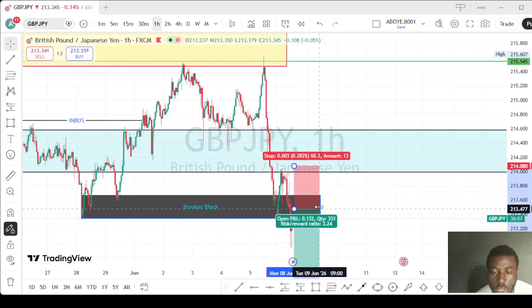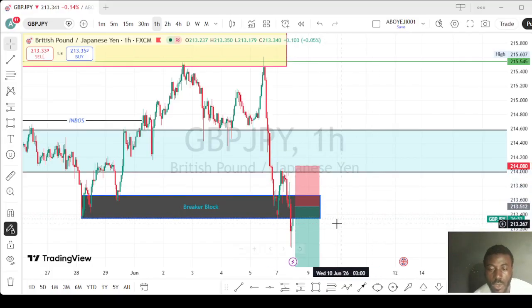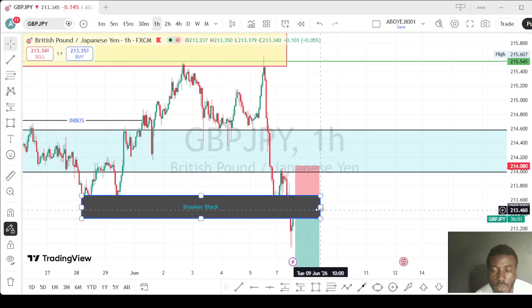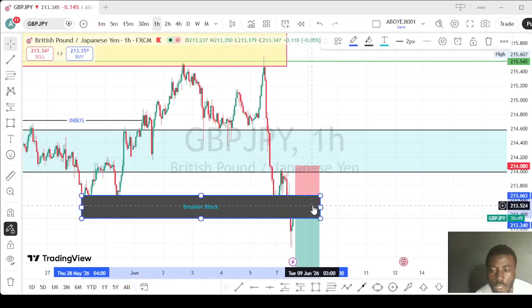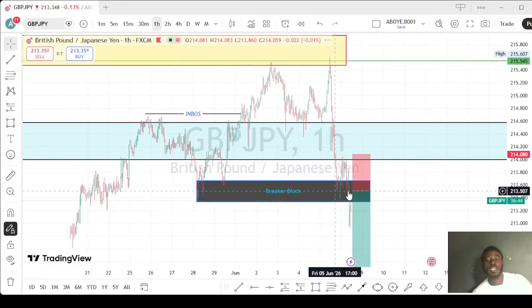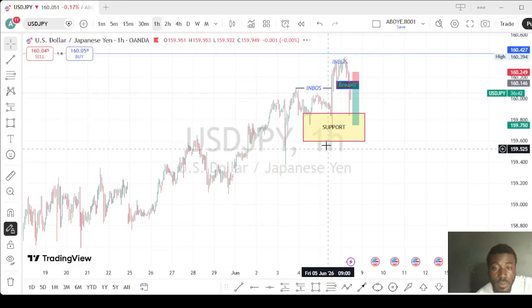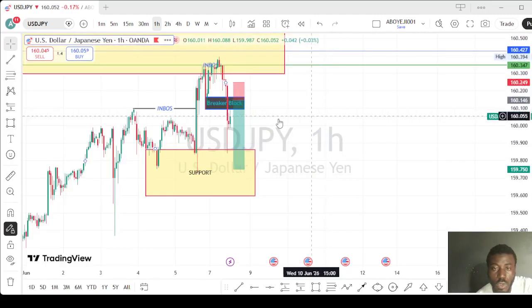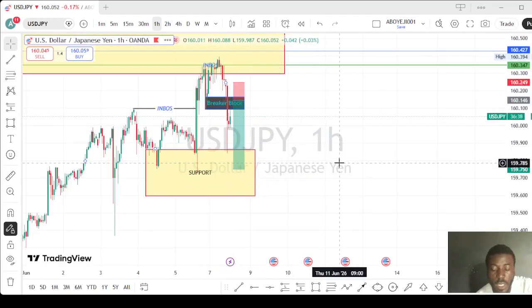Let's see, if we say we see, redefine the entry from here. So on 1 hour time frame, we have redefined the entry. This is what I'm seeing on UD also. We can see we are selling from this breaker block, on this one also. We are selling from this breaker block also.